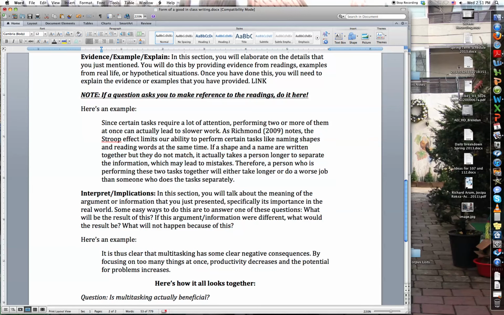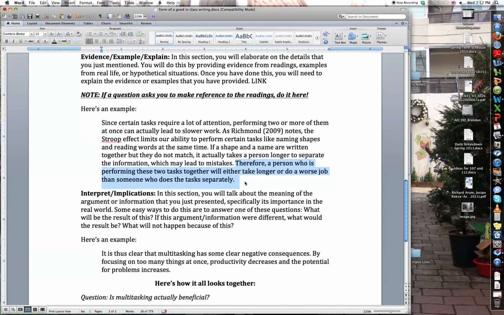And now comes the last part. This is our link. Therefore, a person who is performing these 2 tasks will either take longer to do the job or do a worse job than someone who does the tasks separately. Basically coming back to what we said in the beginning, that if you do more than one job at once, if you multitask, it's going to take you a long time.